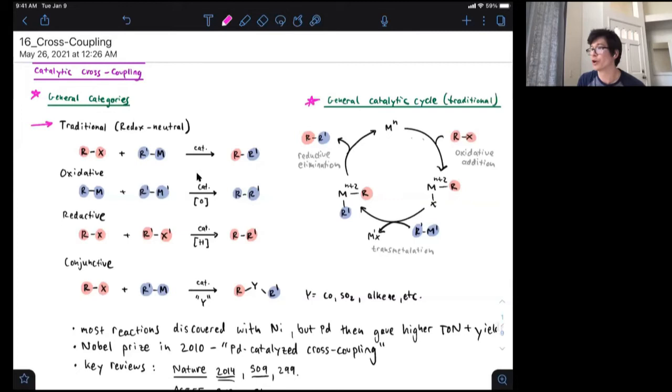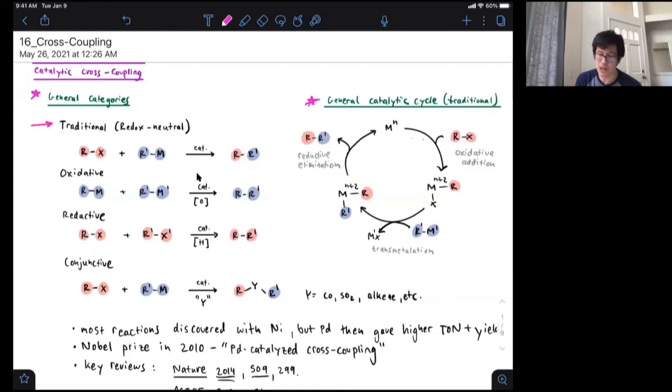This is the most common order of elementary steps, but you can imagine an alternative order where you have a transmetallation event first, followed by oxidative addition and reductive elimination. I think we'll see some of that in Tianning's guest lecture next week. That's especially important in reductive couplings, especially with first row metals: nickel, iron, cobalt, et cetera.